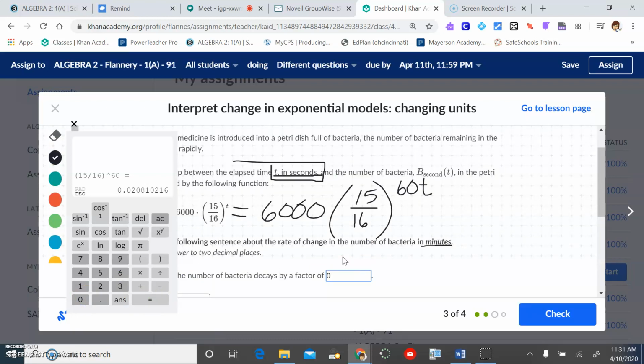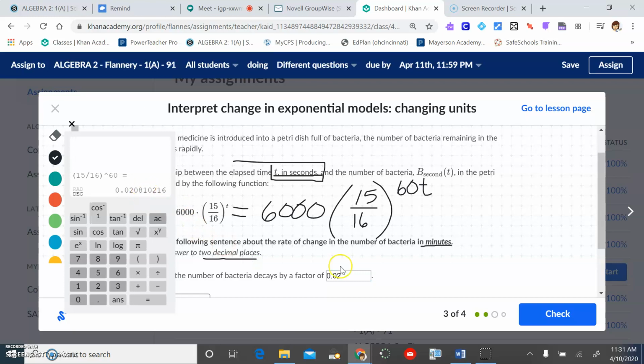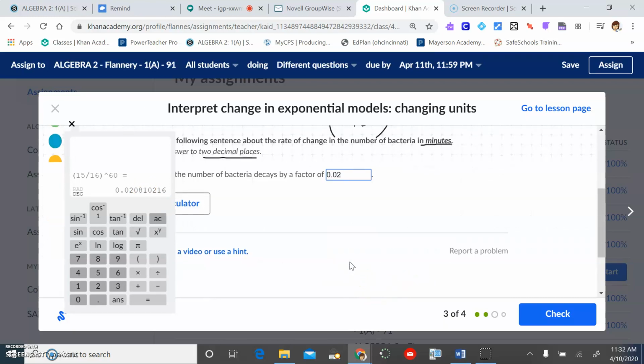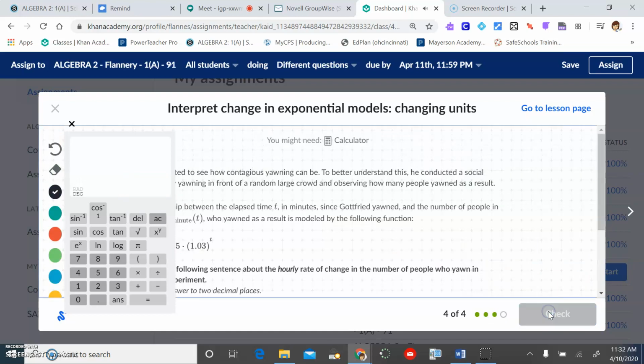So 0.0 2. How many decimals do they want? Just 2. So this 8, though, this next one, oh, I typed that in wrong. No, I didn't. 0.02. Oh, the next number is 0, so it stays. We're done. All right, last one.